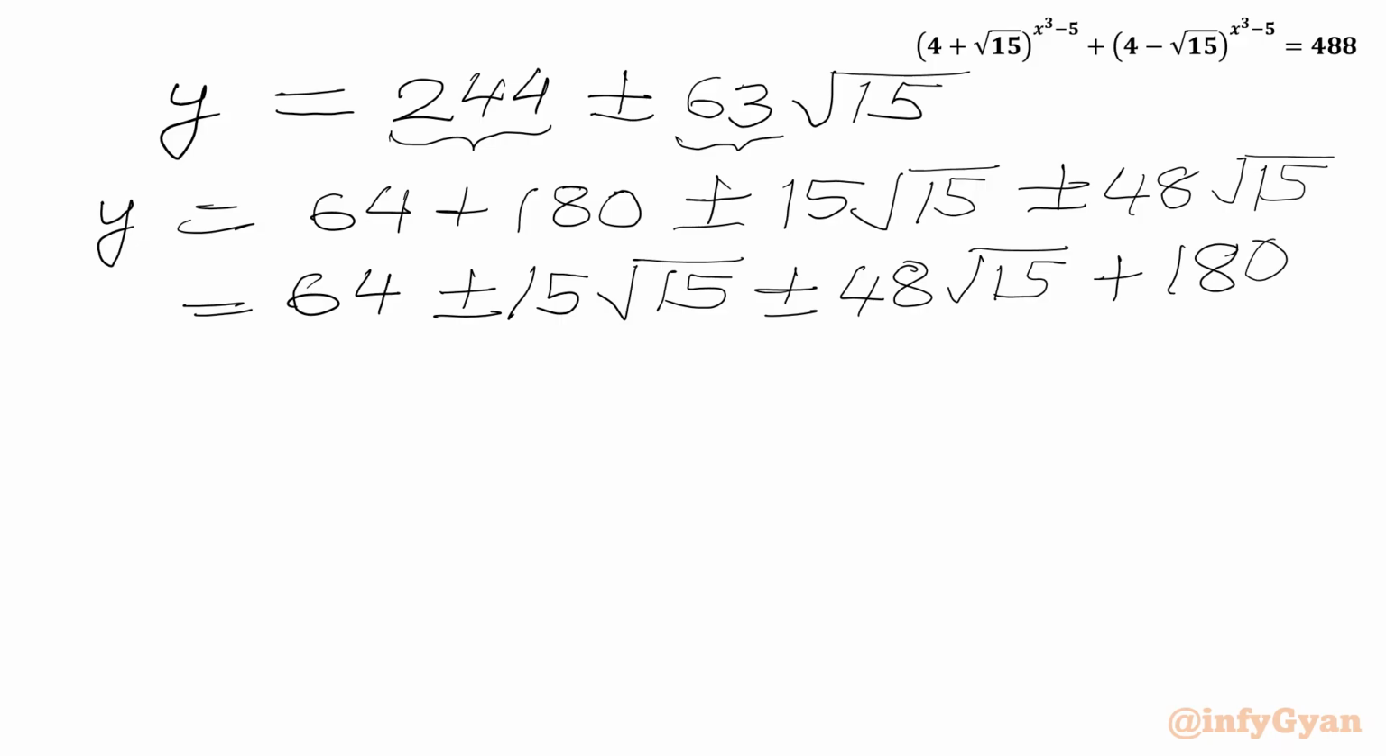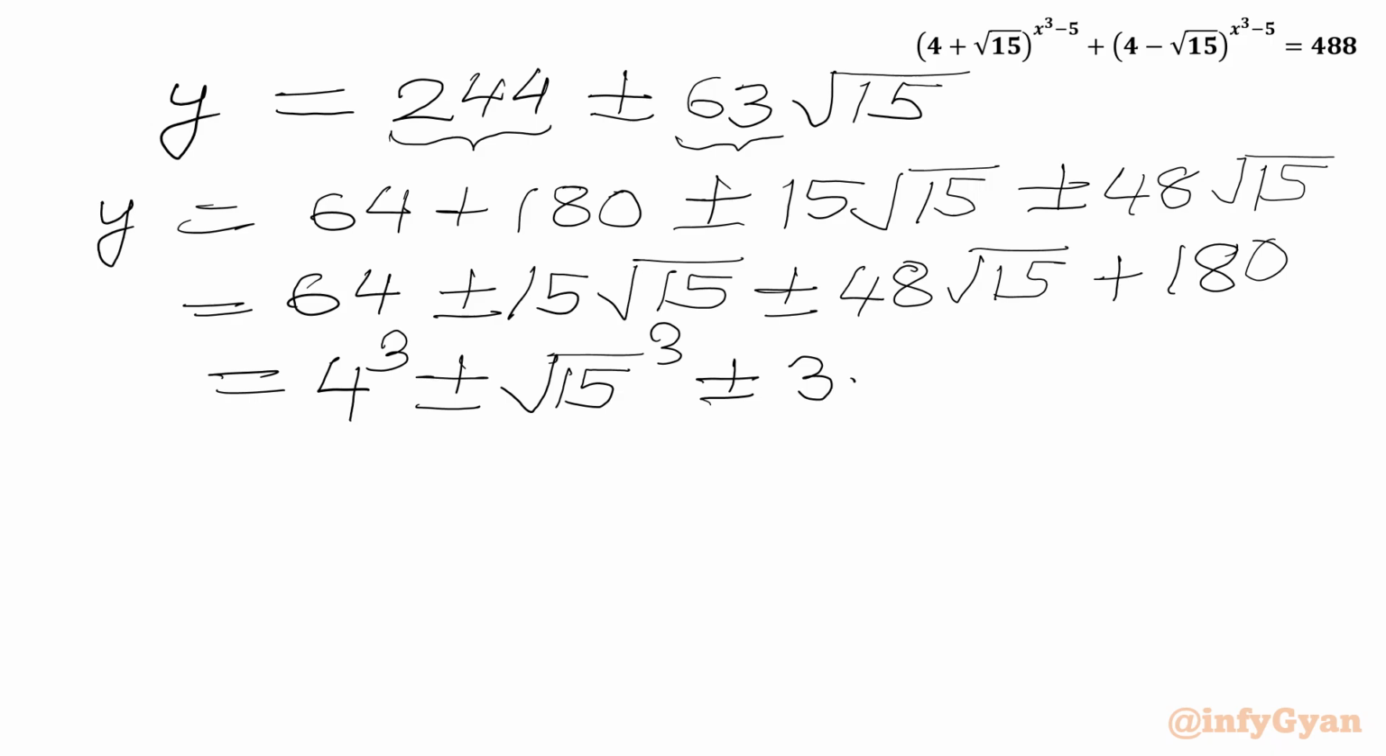Now 64 can be written as 4 cube. 15 root 15 is root 15 whole cube, so I will put the plus minus sign and write root 15 whole cube. Now there is 48 root 15, which I can write as 3 times 4 square times root 15, since 3 times 16 is 48. Then we write 180 as 3 times 4 times root 15 square. So 3 times 4 is 12, and 12 times 15 is 180.